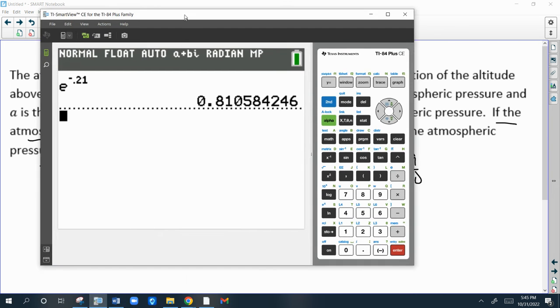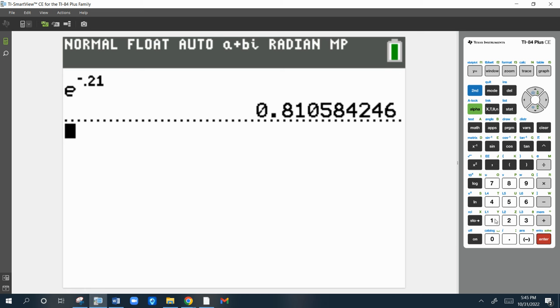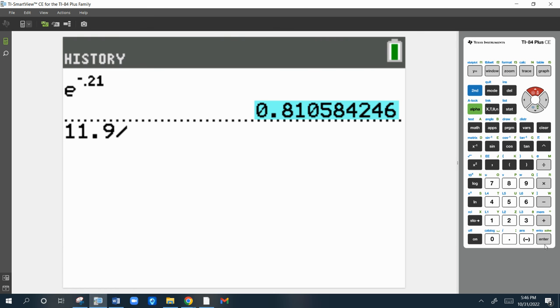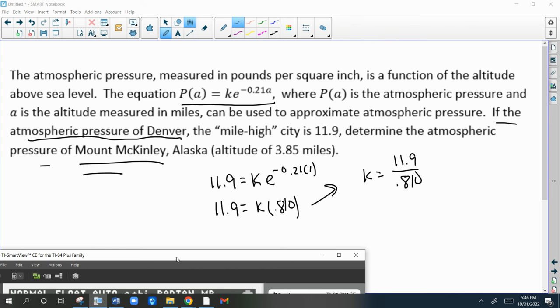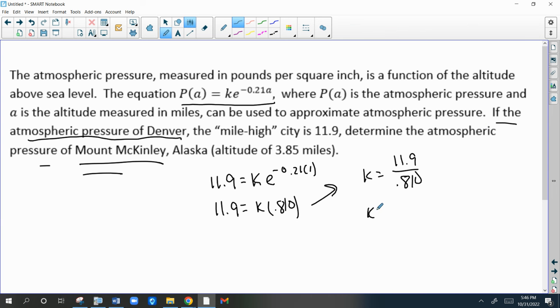I'm going to go 11.9 divided by this whole answer. And I got 14.6807. So K is 14.6807. I think that's what it read. It doesn't really matter. I'm going to use that from the calculator. You'll see. So now I'm ready to answer the question.